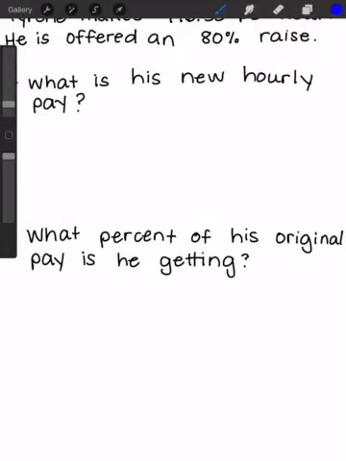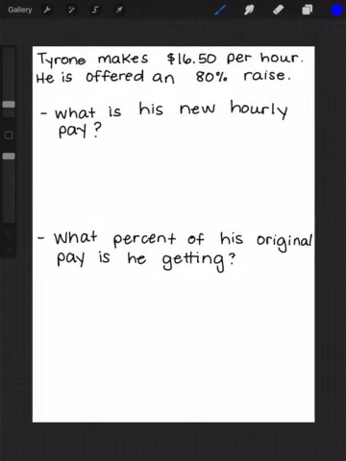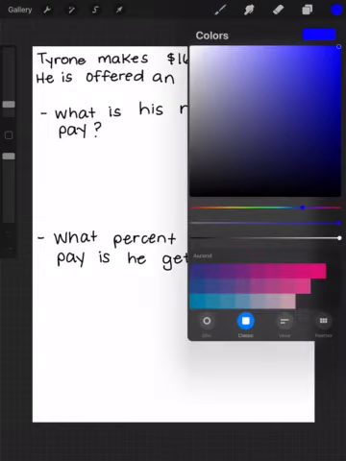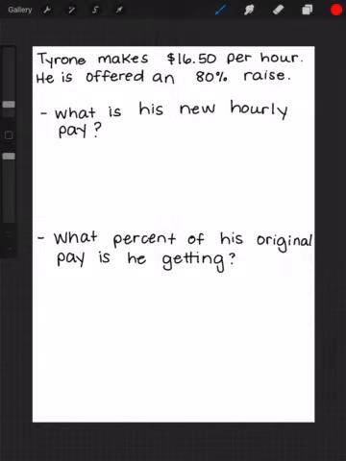All right, let's take a look at another one. Tyrone makes $16.50 per hour. He is offered an 80% raise. What is his new hourly pay? Okay, so this is another raise. So he currently makes $16.50. He needs to get 80% more than what he's already making.